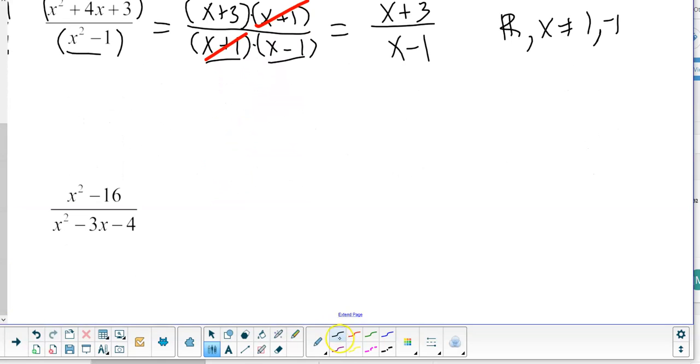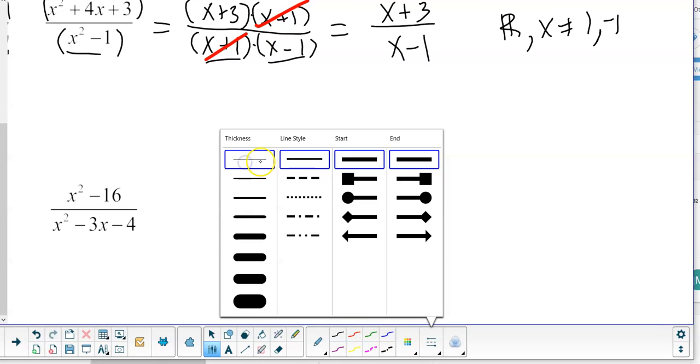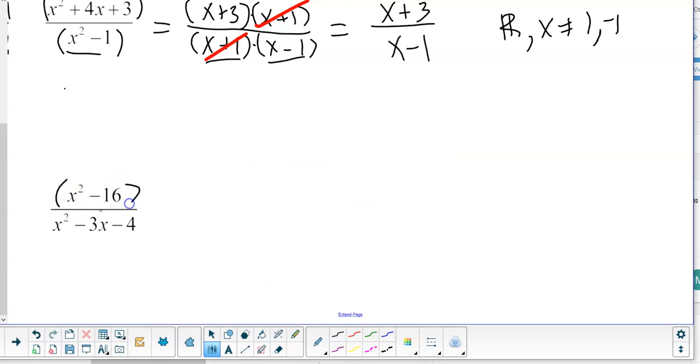Okay, let's look at this one. So this looks like fun, right? This actually is kind of fun. So you're going to factor and then cancel here. So this would be x minus 4 times x plus 4, difference of squares.